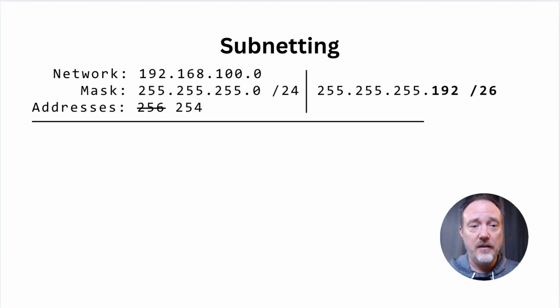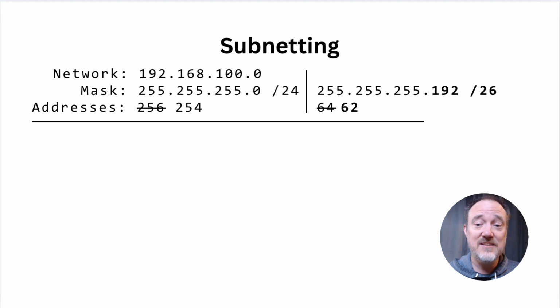So now we have 26 network bits instead of 24. If there are 26 network bits, then that means there are 6 host bits. To find the number of unique addresses, we take 2 to the power of 6 and we get 64. So we can't forget that each network loses 2 addresses for the network ID and broadcast address. So that means that we only have 62 usable addresses for each of these 4 networks. So we said that we needed 50 addresses per network, and we have 62 usable IPs with this subnetting. So it looks like we've met the requirements for this use case.